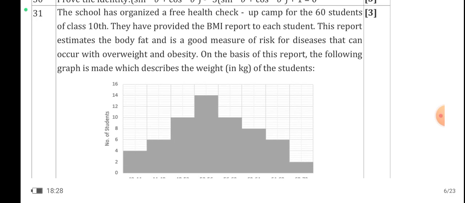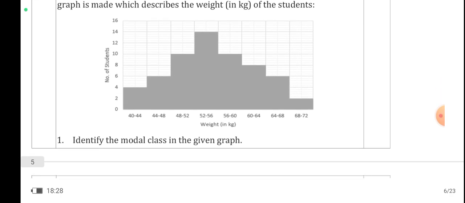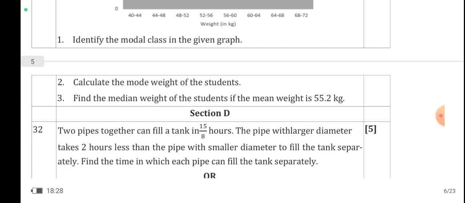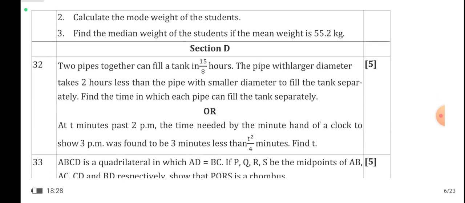And 31, what? They have given you a histogram. You wanted to find the class interval. So remember: 40 to 44, 4. 44 to 48, 6. 48 to 52, 10. 52 to 56, 14. 56 to 60, 10. 60 to 64, 8. 64 to 68, 6. 68 to 72, 2. Then find the modal class, mode weight, median weight, all.